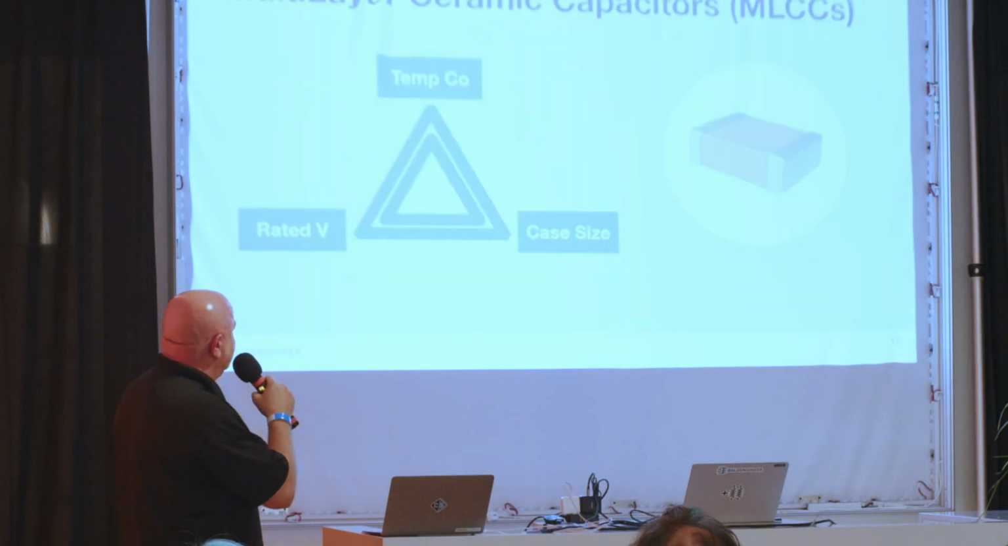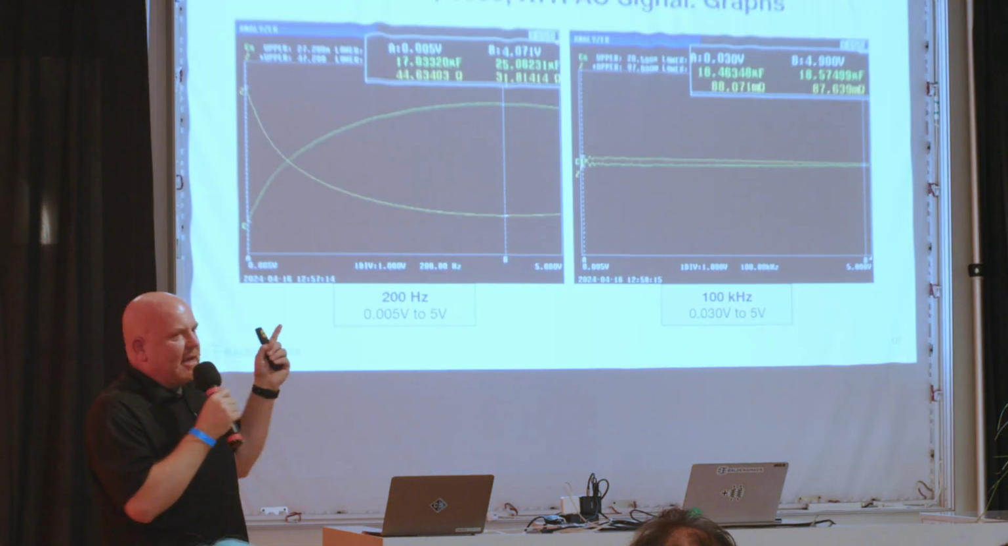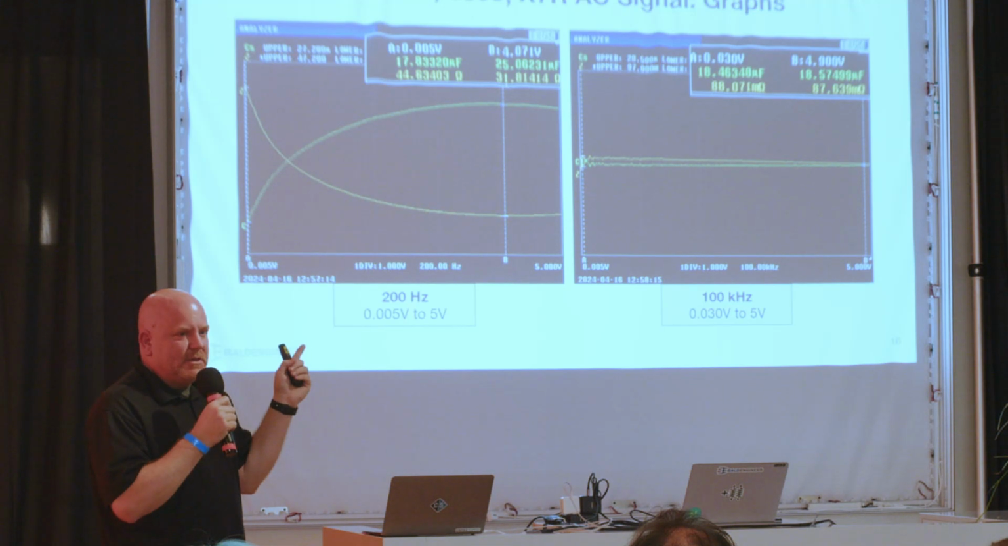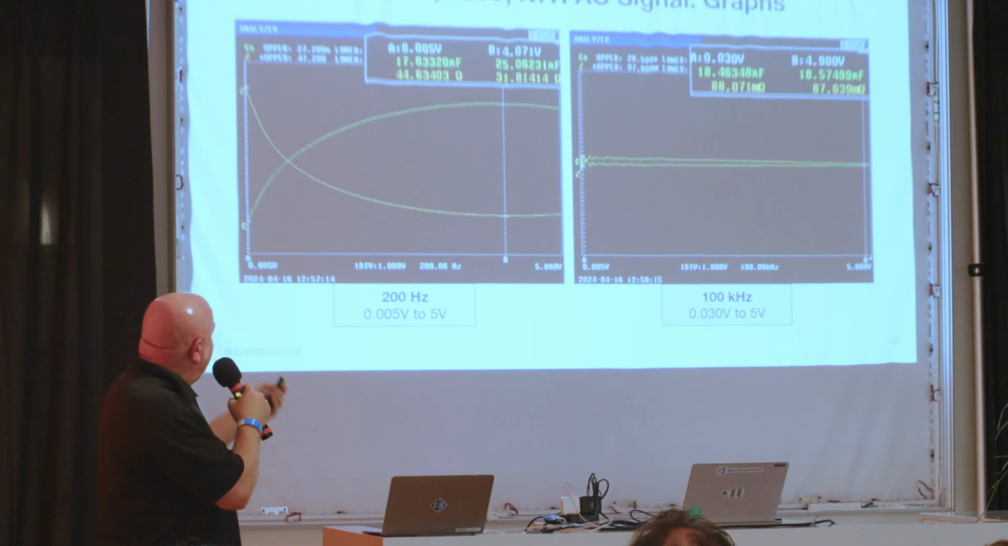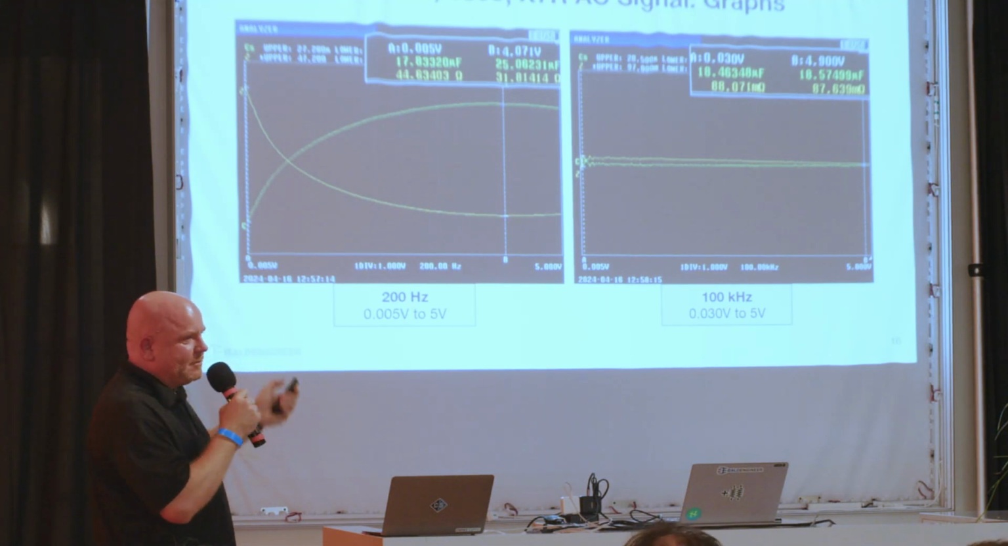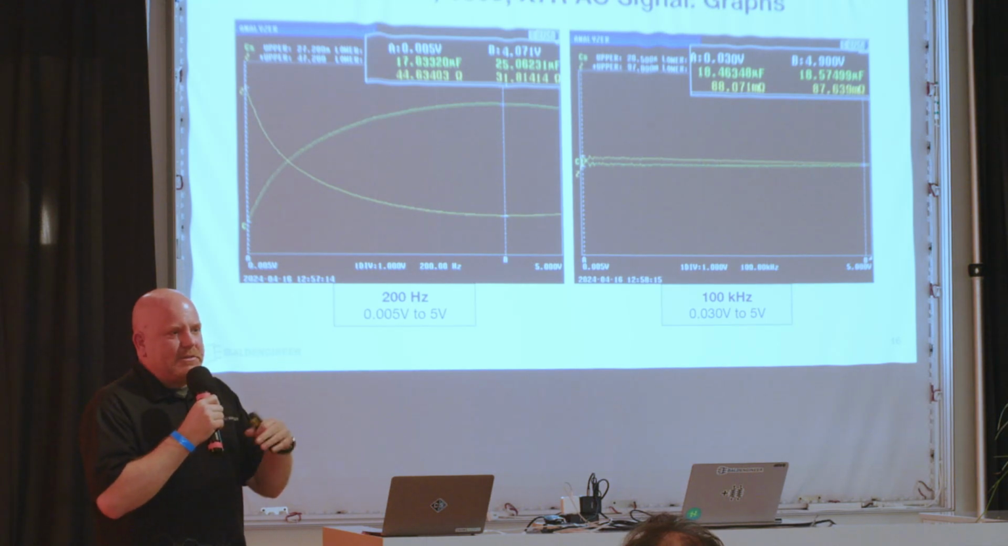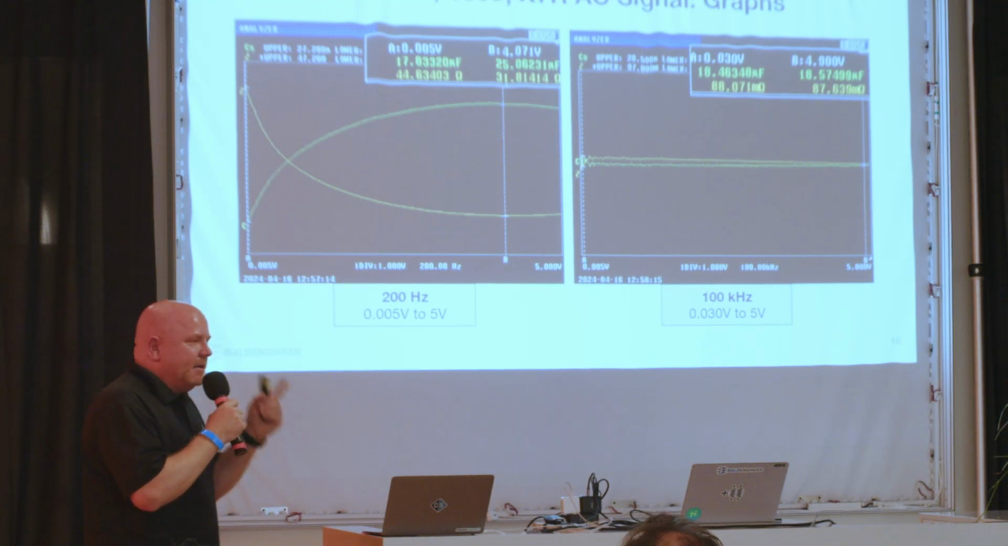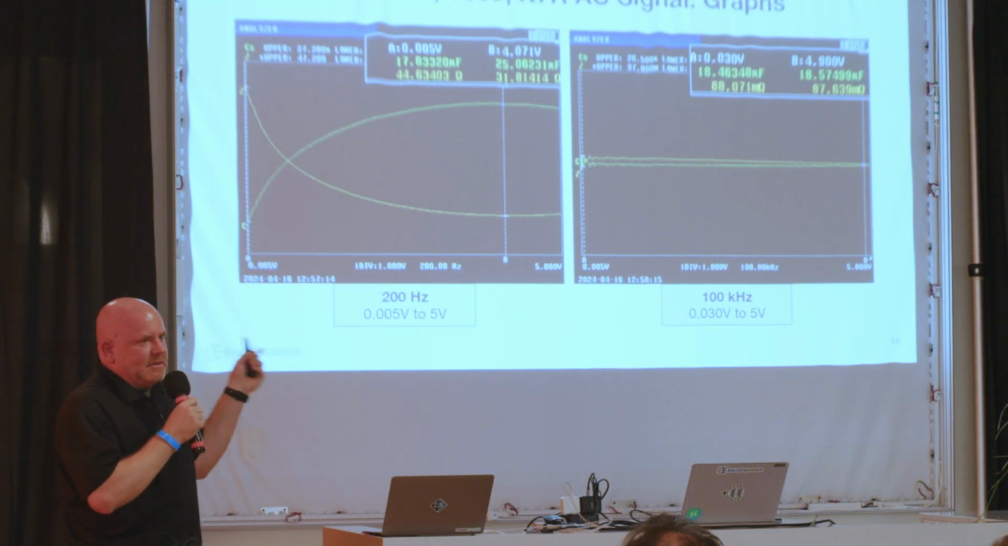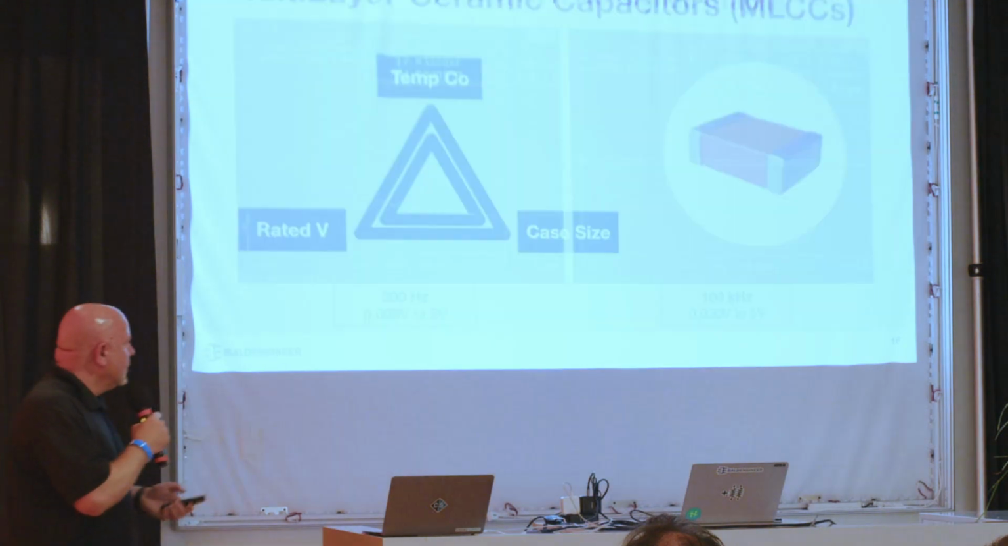I'm going to skip that. Just real quick, it's not all bad. If you have less than a kilohertz of AC signals, you can actually get more capacitance. But after about a kilohertz, the AC effect goes away. Ironically, it's related to the reason that there's a DC bias effect in the first place.